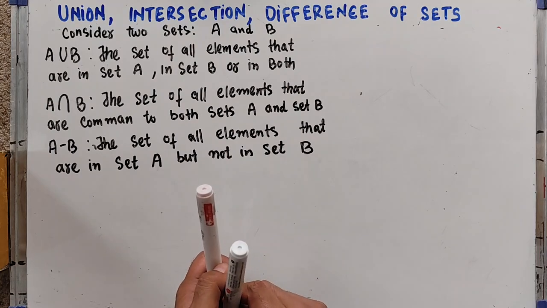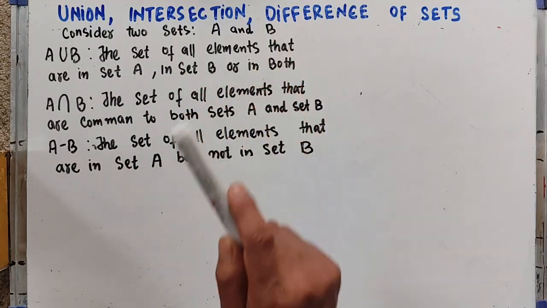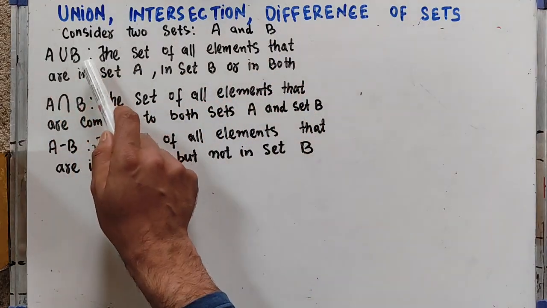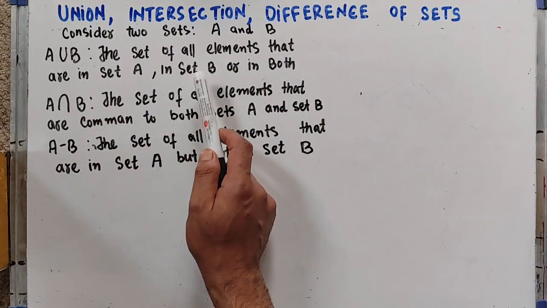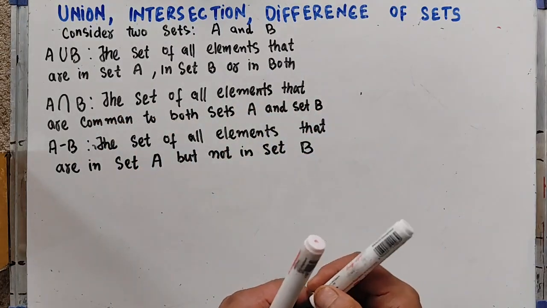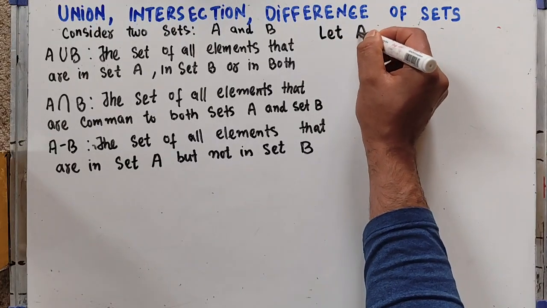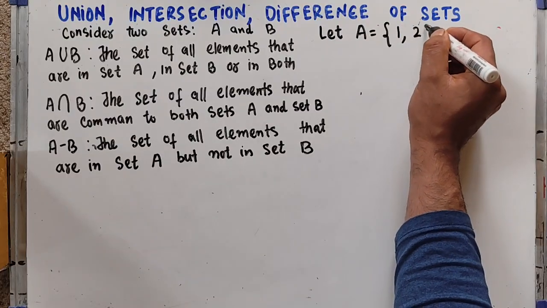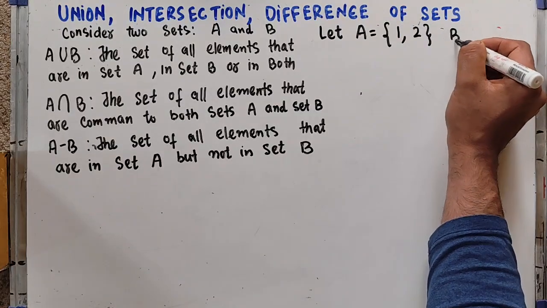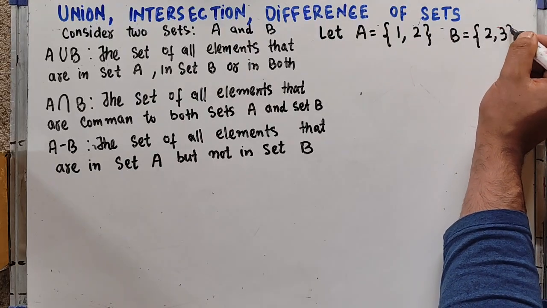Now let us discuss the union, intersection and difference of sets. We consider two sets, let us say A and B. Then A union B means the set of all elements that are in set A, in set B, or in both sets. Okay, so let's take an example. Let us suppose we have set A which consists of elements 1 and 2, and we have set B which consists of elements 2 and 3.